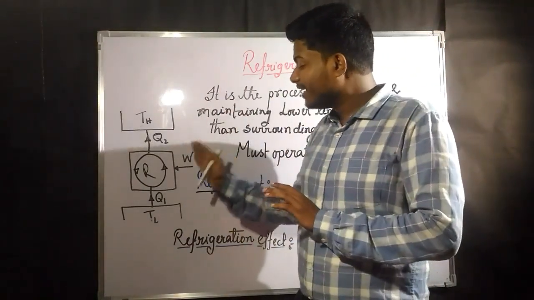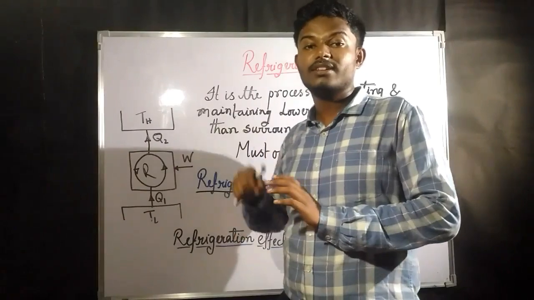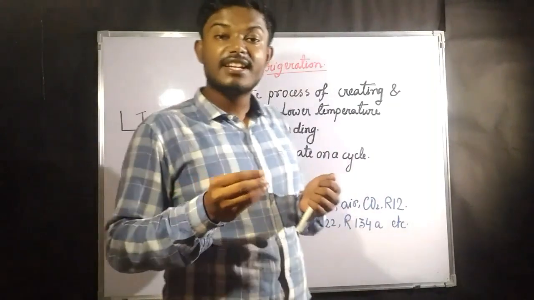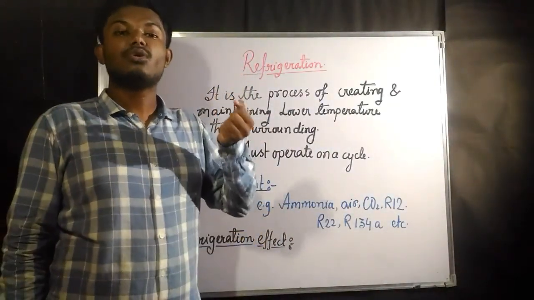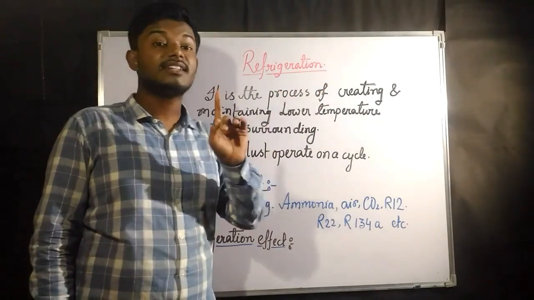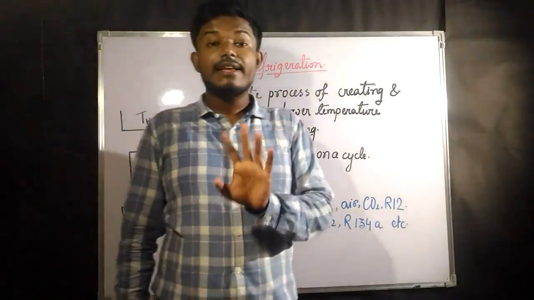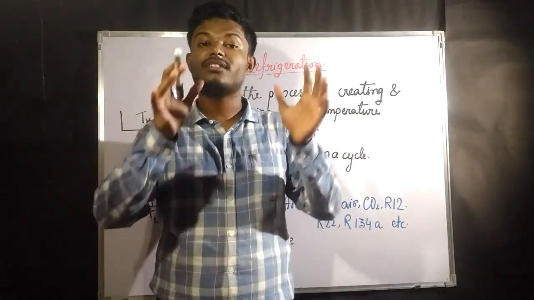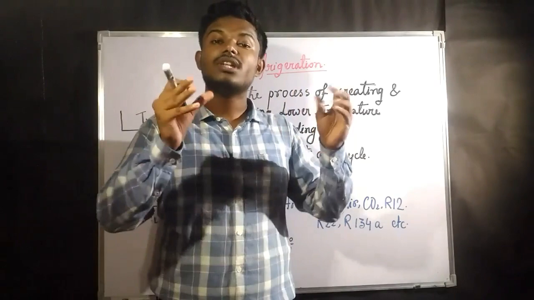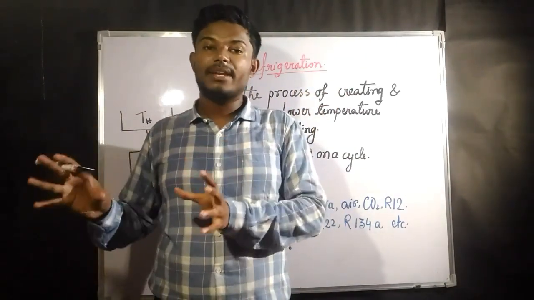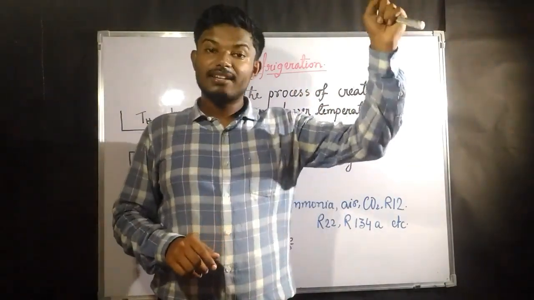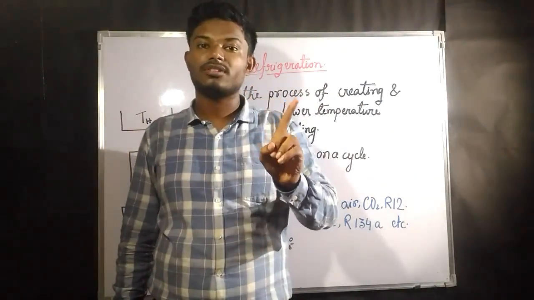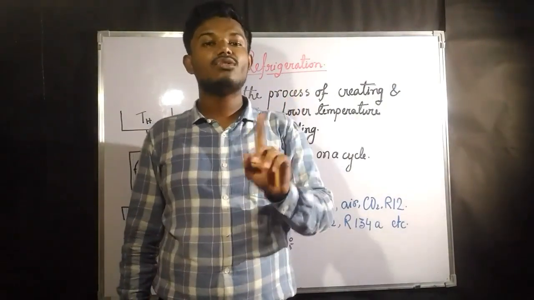Now, why do we need to give work as input in refrigeration? Because in refrigeration we are pulling out heat from a lower temperature and giving it to a higher temperature, but that is not a spontaneous case. Spontaneous things are those done by nature, without any effort. If water is coming down a hill, this is a spontaneous process. But water going up a hill is not a spontaneous process.